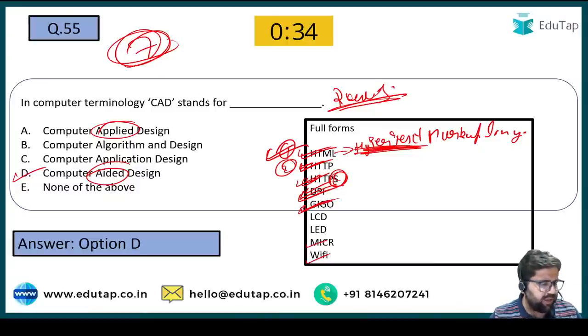What is the full form of GIGO? Garbage in, garbage out. Your poor input will result in poor output, as simple as that. LCD we have covered, LED we have covered. What is the full form of MICR?